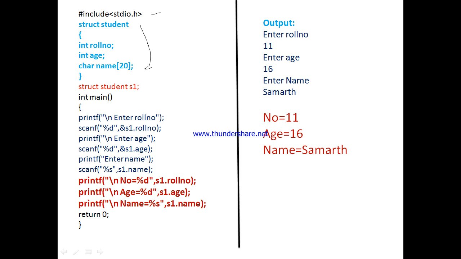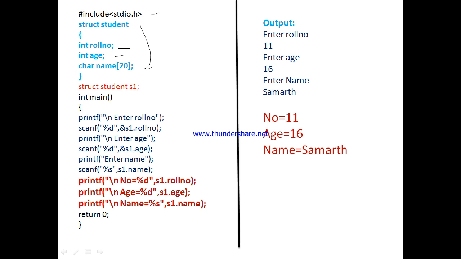Now here the data types: roll number is int, age is int, and name is a character array of size 20. Here we have defined three members inside the structure, because as per the problem statement, they have told us to declare a structure having roll number, age, and name members.